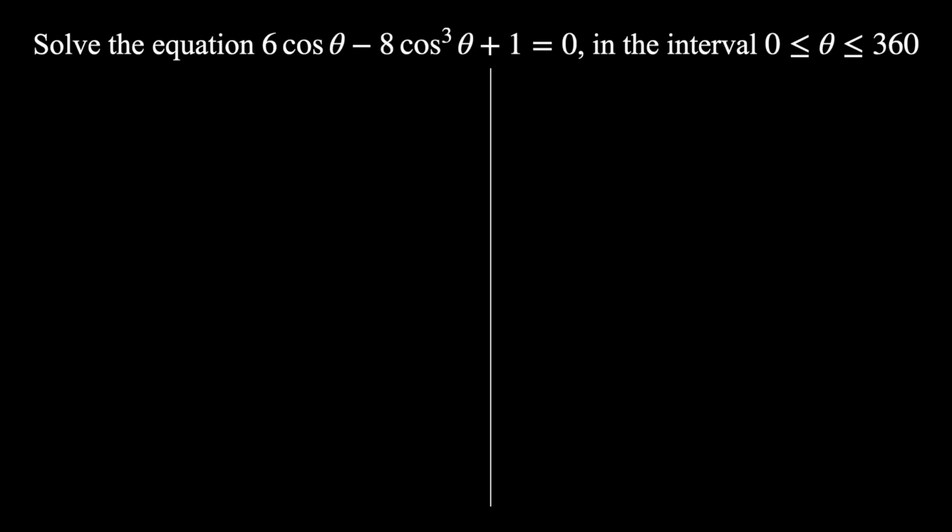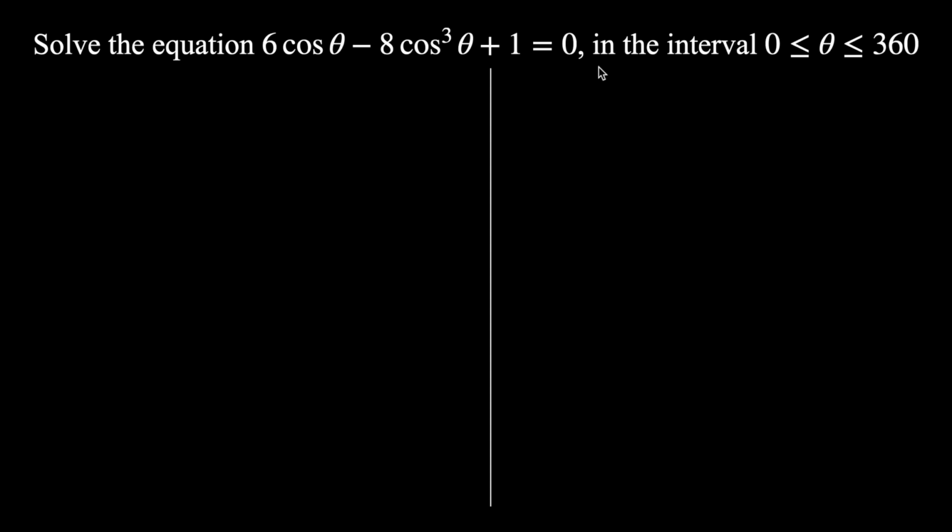The final question, this is really a step up in difficulty. I wanted to stick a harder problem in here. I hope it's not too different from the rest, but let's get into this one. So it says solve the equation 6 cosine theta take 8 cosine cubed theta plus 1 equals 0 in the interval 0 to 360. Okay, what to do here?